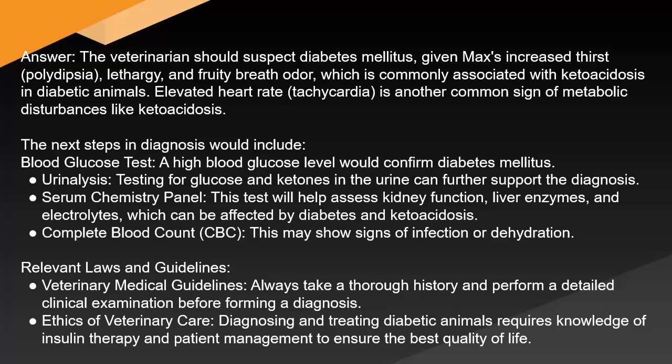Urinalysis. Testing for glucose and ketones in the urine can further support the diagnosis. Serum chemistry panel. This test will help assess kidney function, liver enzymes, and electrolytes, which can be affected by diabetes and ketoacidosis. Complete blood count, CBC. This may show signs of infection or dehydration.